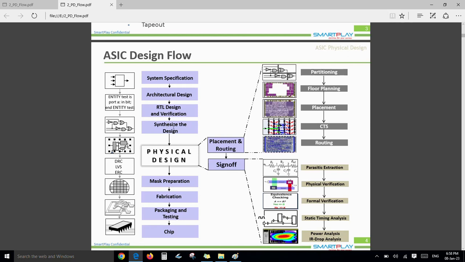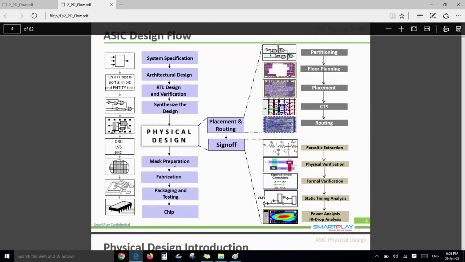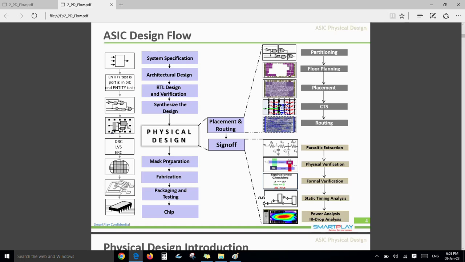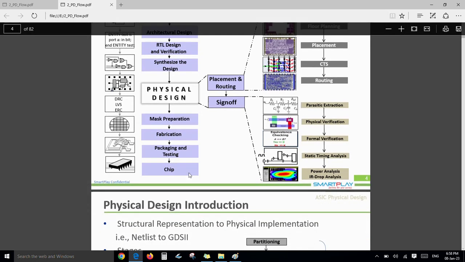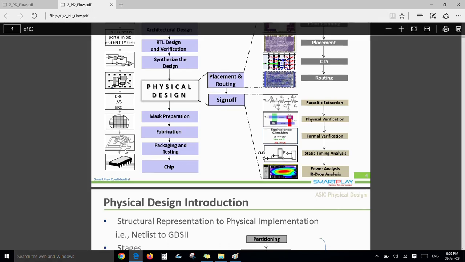And synthesis is nothing but converting the .v architecture from RTL format to a gate level netlist. In the physical design we are creating floor planning, placement, routing and CTS, and then the mask preparation, fabrication and packaging and testing. Mask preparation is the preparation at sign off, and then we combine all the blocks and all the ICs and create a chip.